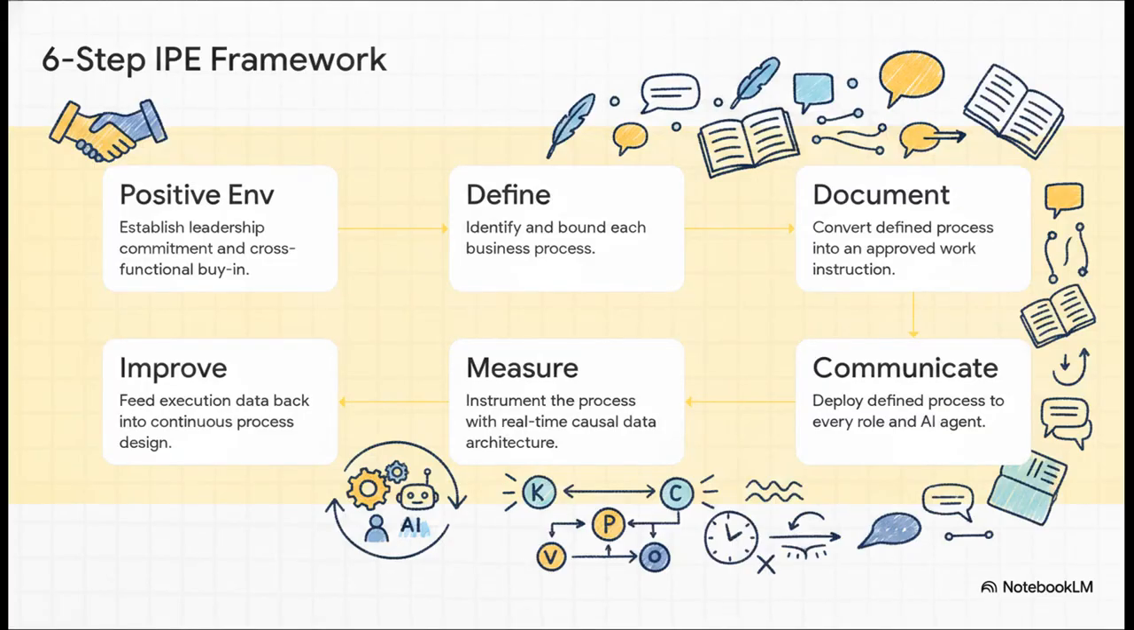The framework lays out a really definitive 6-step deployment procedure. You start by creating a positive environment. Then you define, document, and communicate the process. But things get really interesting at step 5, measure and control.